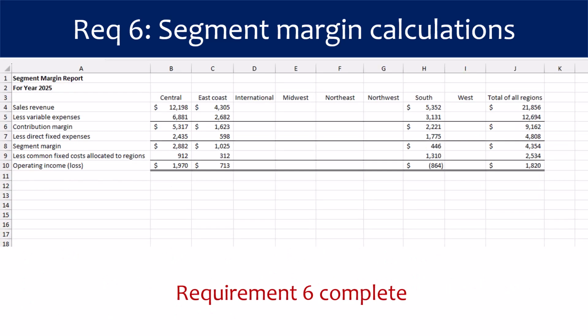Requirement 6 is complete. We can see the segment margin and operating income for each of the regions. Remember, there are only 3 regions with data from 2025 in this tutorial set, but you will have all 8 regions in the full data set.